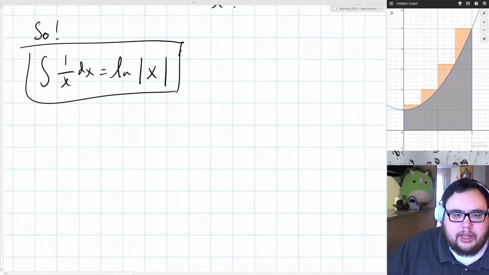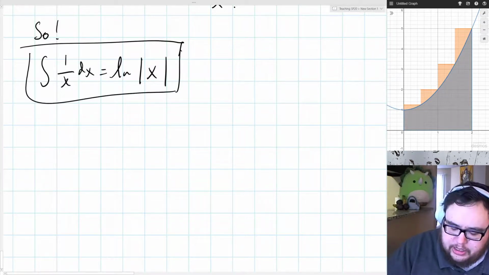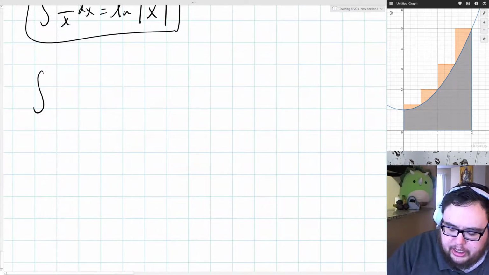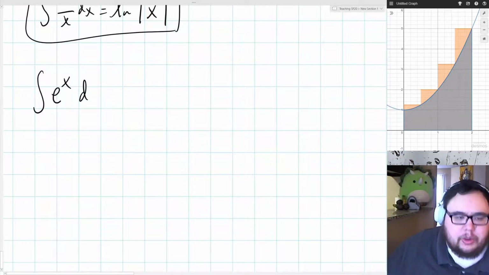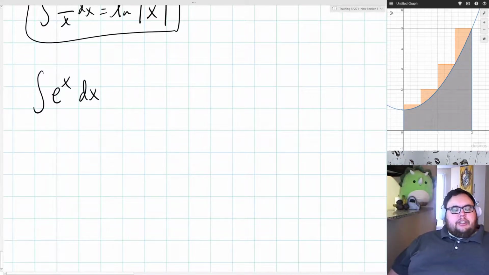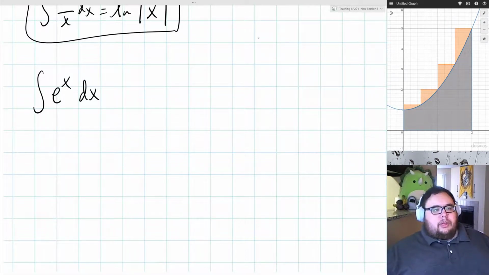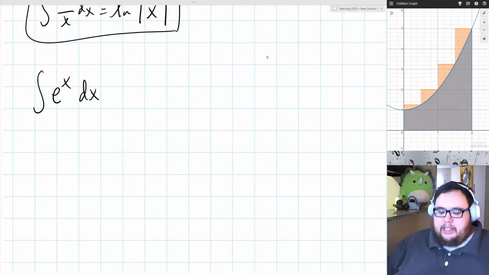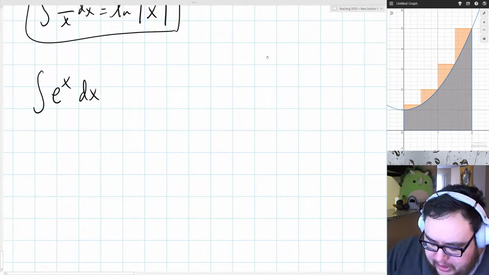There's a couple of other nice integral rules that we need. For example, what is the integral of e to the x? What do you guys think an antiderivative for e to the x is? E to the x. Yeah, because the derivative of e to the x was e to the x. So the antiderivative of e to the x should also just be e to the x.